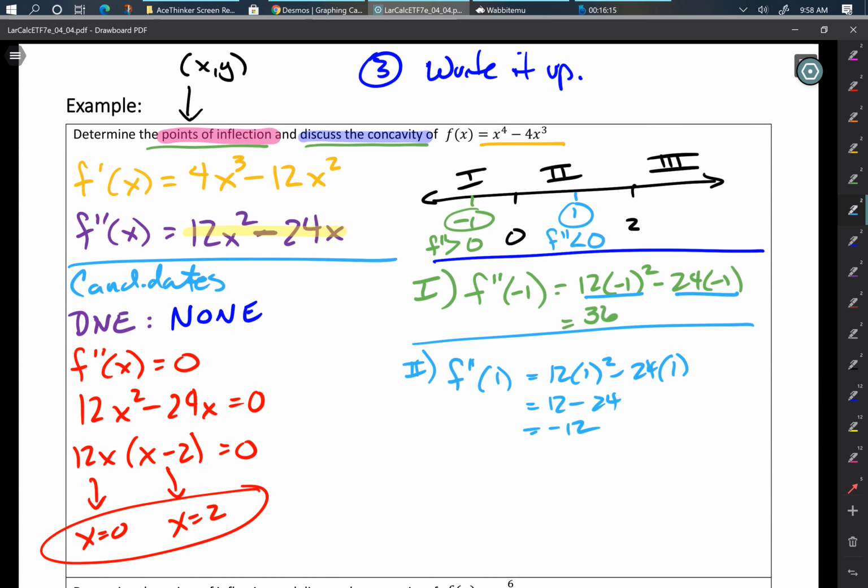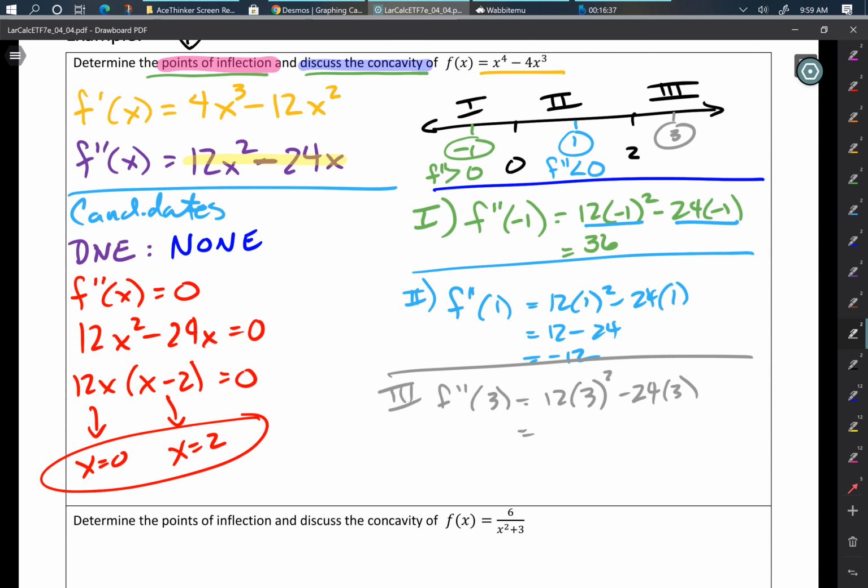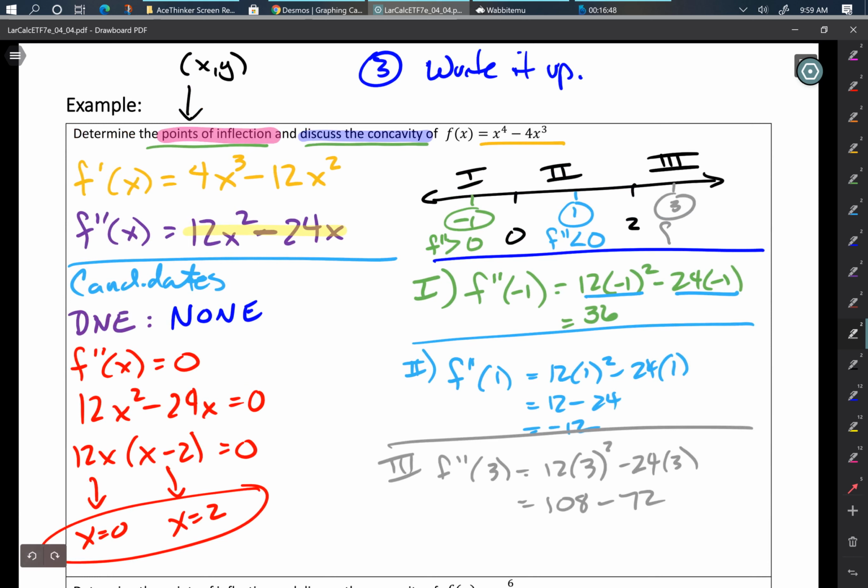Right? Now I'll test the third interval, interval number 3 over there. I'm going to use the value 3. So third interval, I'm going to find f double prime of 3, which is going to give me 12 times 3 squared minus 24 times 3. Okay. 12 times 3 squared is 9 times 12. 9 times 12 is 108. Minus 24 times 3, which is 72. So positive. So our second derivative is positive on that interval. And because the second derivative is positive, that means on that interval concave upward.